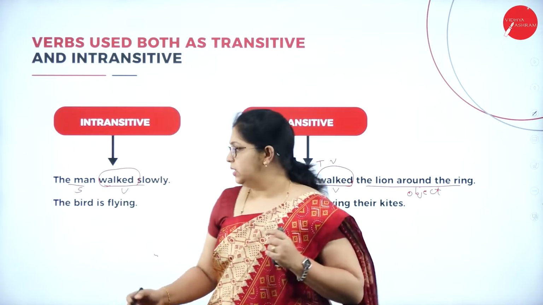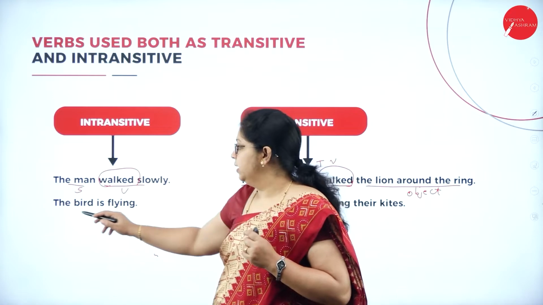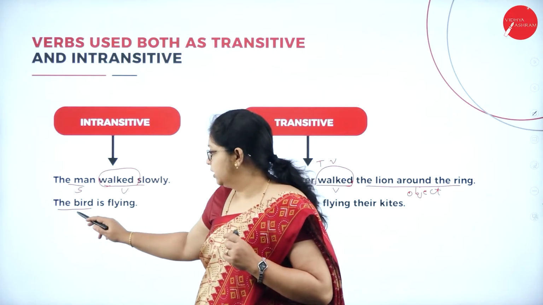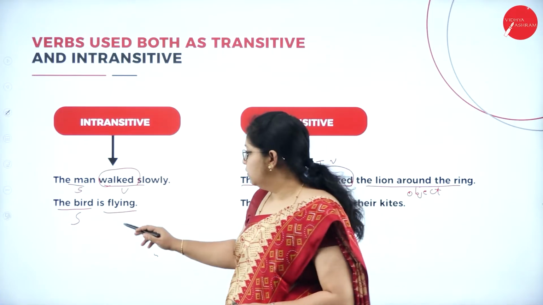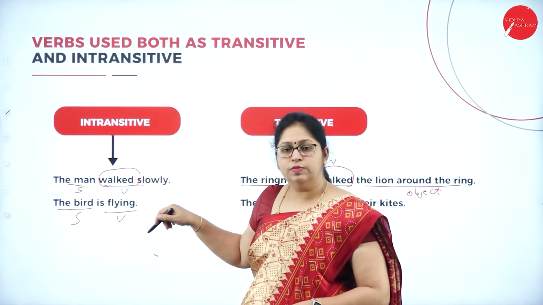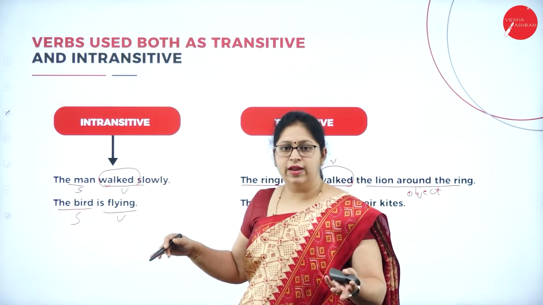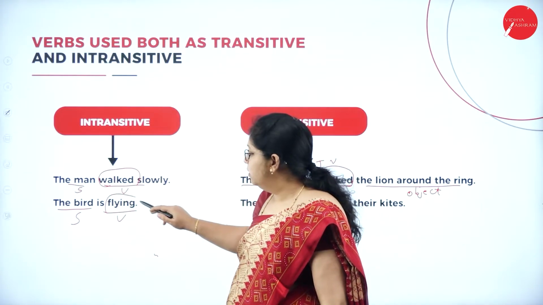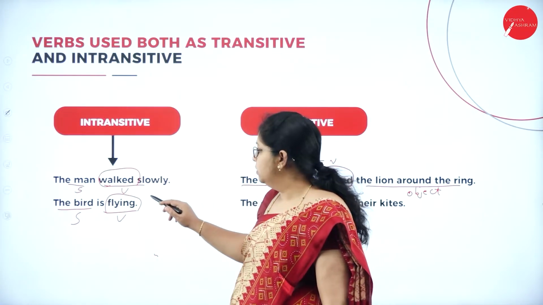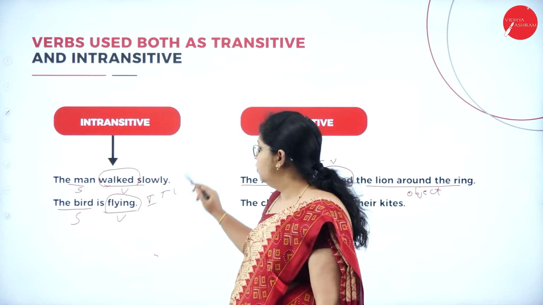Okay. Let us see another example. The bird is flying. The bird is the subject part. Flying is the action. So this is the verb part. Is there any object here? No. Where is the bird flying? Don't know. That is not mentioned here. So the verb is now an intransitive verb.